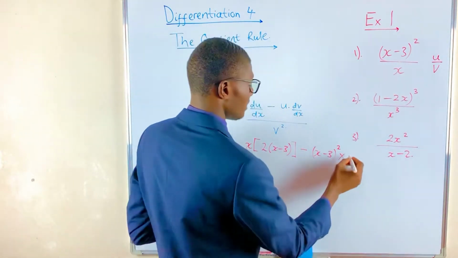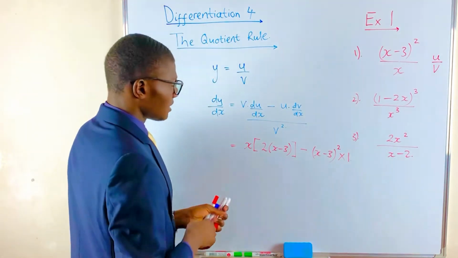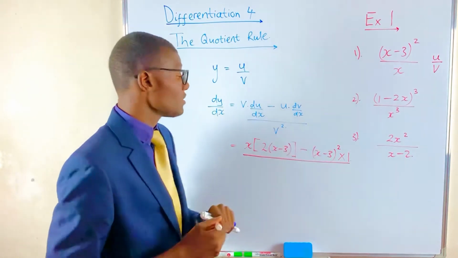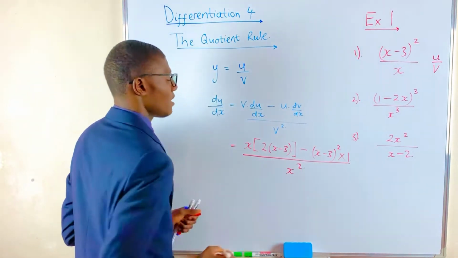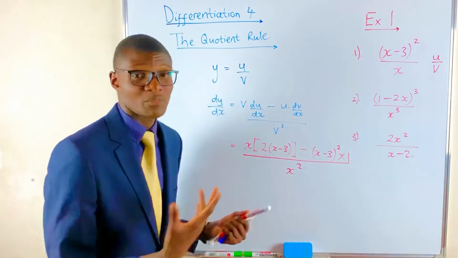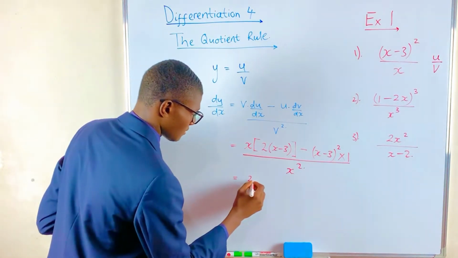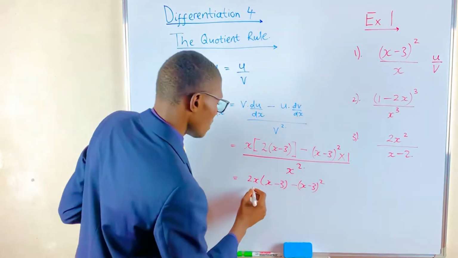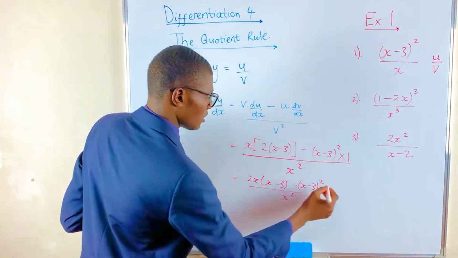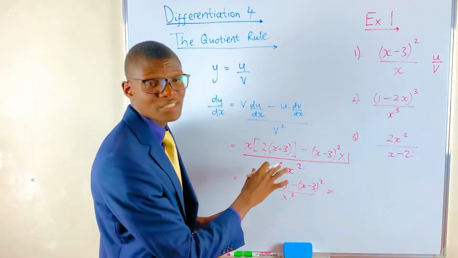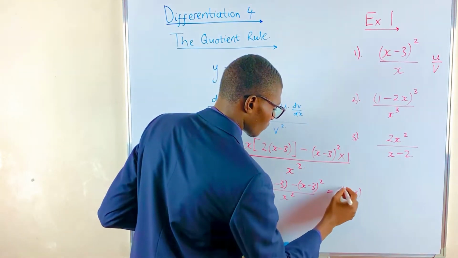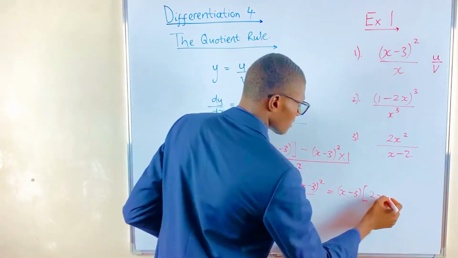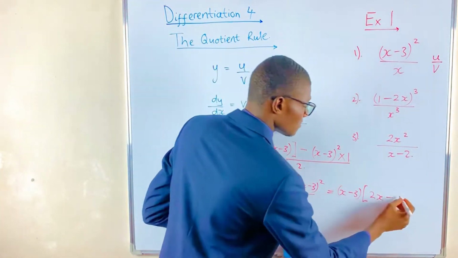Differentiating x, we simply get a 1. And then we put this over the denominator v squared, so we square x to get x squared. To simplify this, we're not just going to remove the brackets. We have 2x times (x minus 3), then minus (x minus 3) squared, all of that over x squared, which we can further simplify by factoring out x minus 3. We get (x minus 3) times [2x minus (x minus 3)].